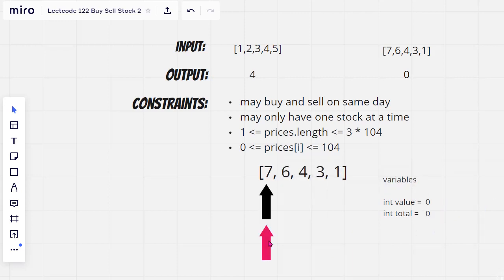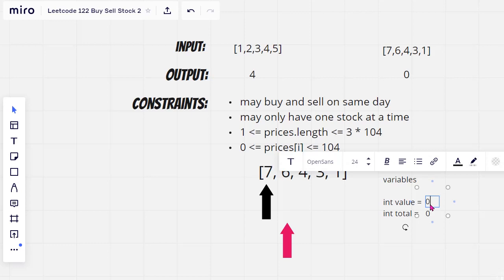I have an example that basically goes in the opposite order. All of the numbers are descending. So we start off with the highest value, which is 7, and it decreases all the way down to 1. So obviously we're going to have 0 profit, but let's just take a look at how we would iterate through that. We would start with the second iterator on day 2. The difference is -1, so there is no value. We're only going to keep track of the total if it's greater than 0, if there's a profit.